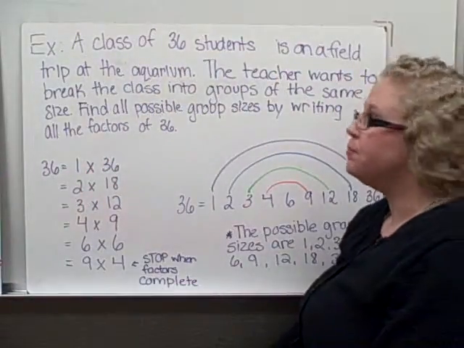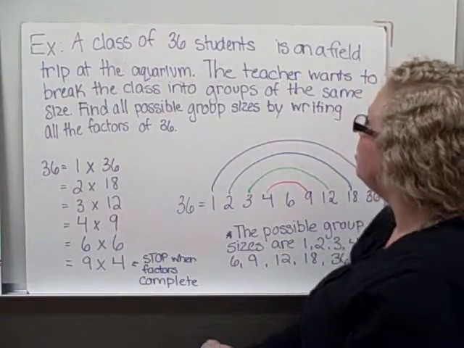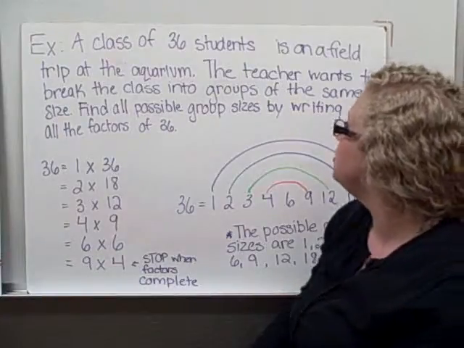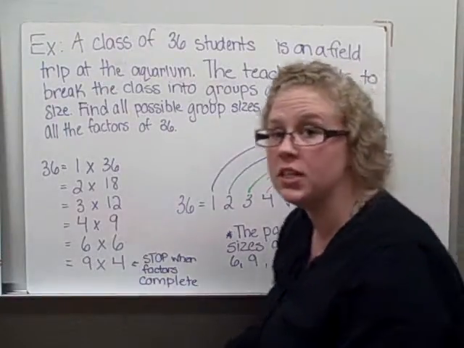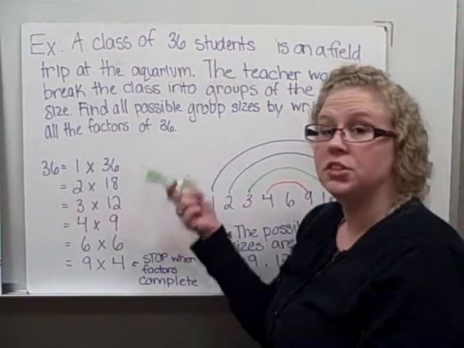So we have an example. A class of 36 students is on a field trip at the aquarium. The teacher wants to break the class into groups of the same size. Find all possible group sizes by writing all the factors of 36. So our next method, we just learned about the factor tree. Now we're going to do a list.